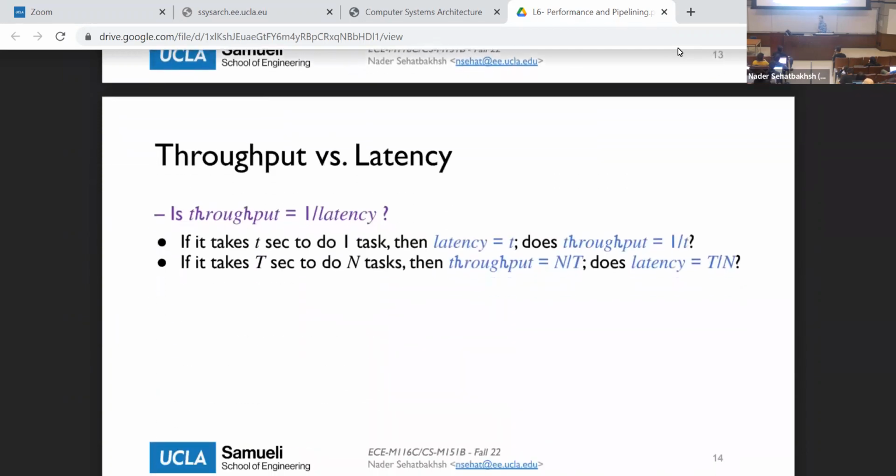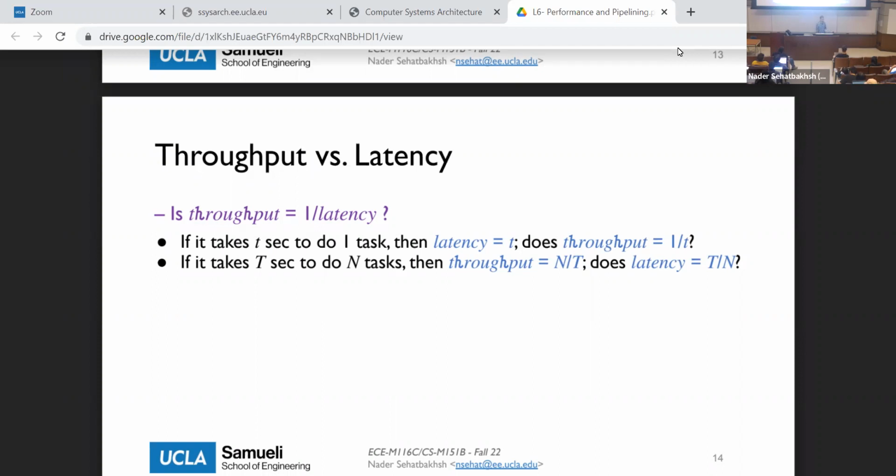So one big question is: are throughput and latency essentially the same thing? And if so, why are we defining these two things differently? For example, let's have these two questions. If it takes t seconds for one task, then we say the latency of that task is t. What does that mean? That the throughput is also 1 over t, or is it different?